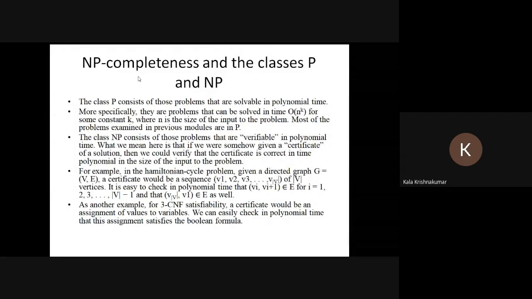So here, NP completeness and the classes P and NP. All these definitions can come in anyway. The class P consists of those problems that are solvable in polynomial time. These are problems that can be solved in time big O of n to the power k for some constant k, where n is the size of the input to the problem. Most of the problems examined in previous modules are in P.